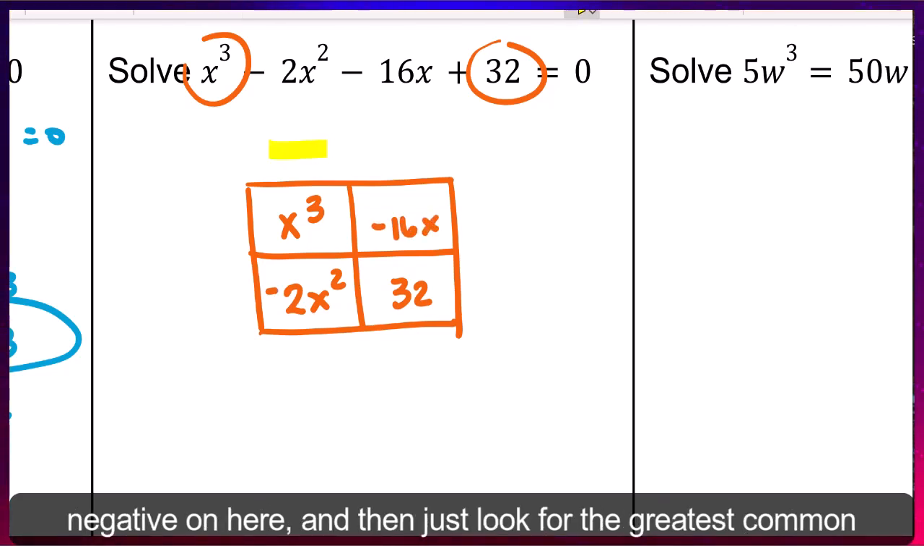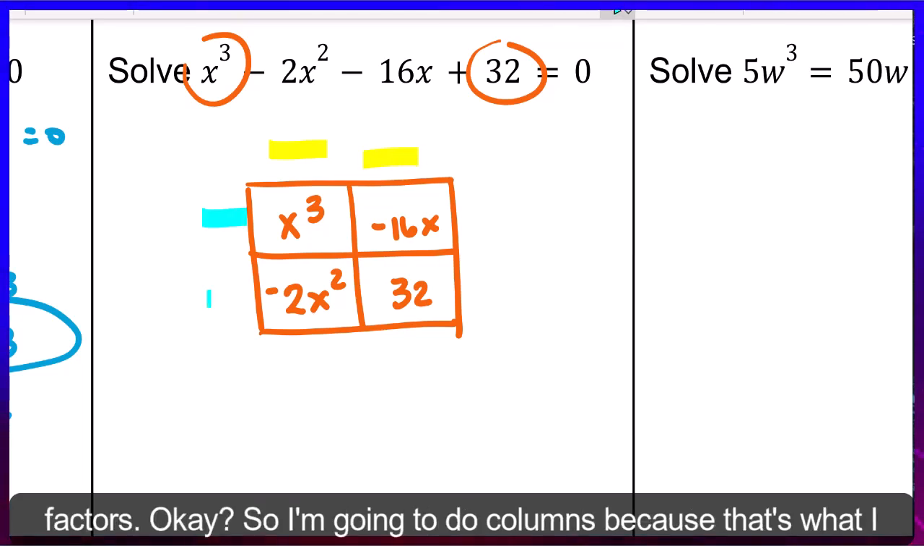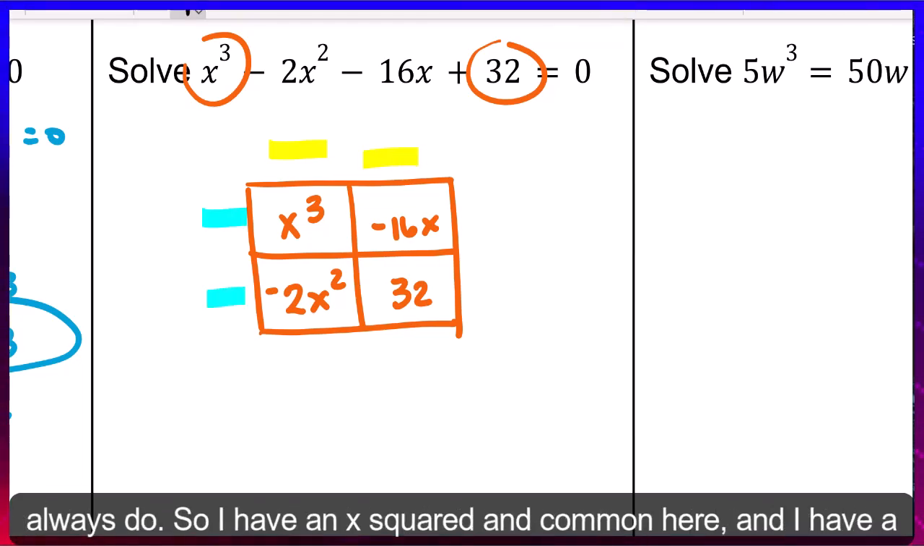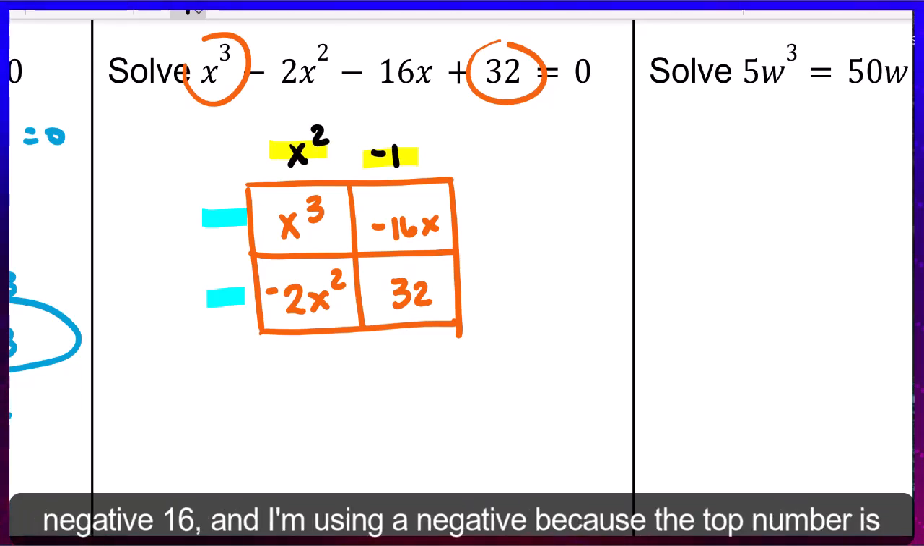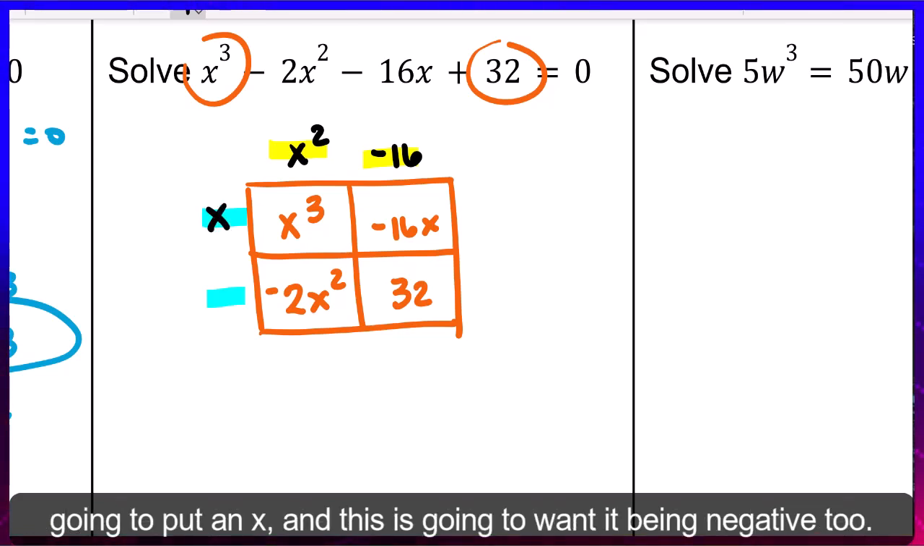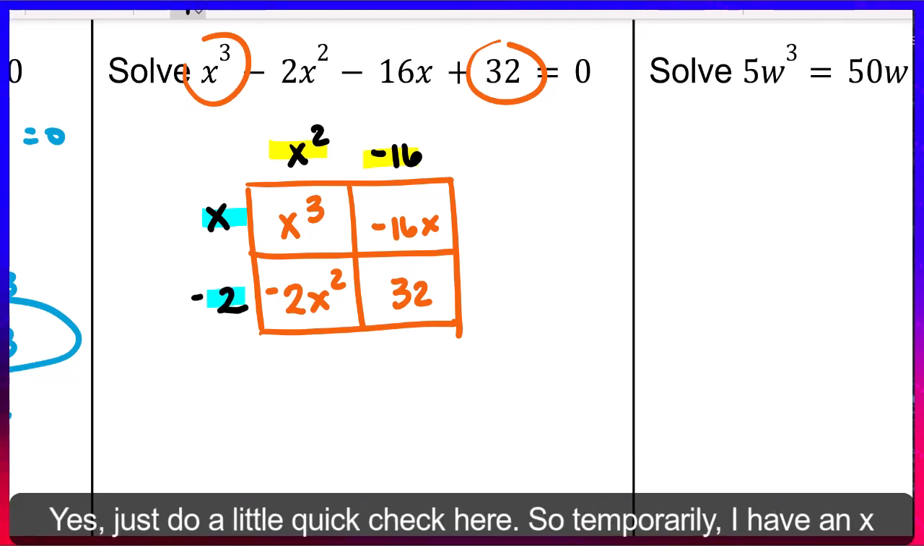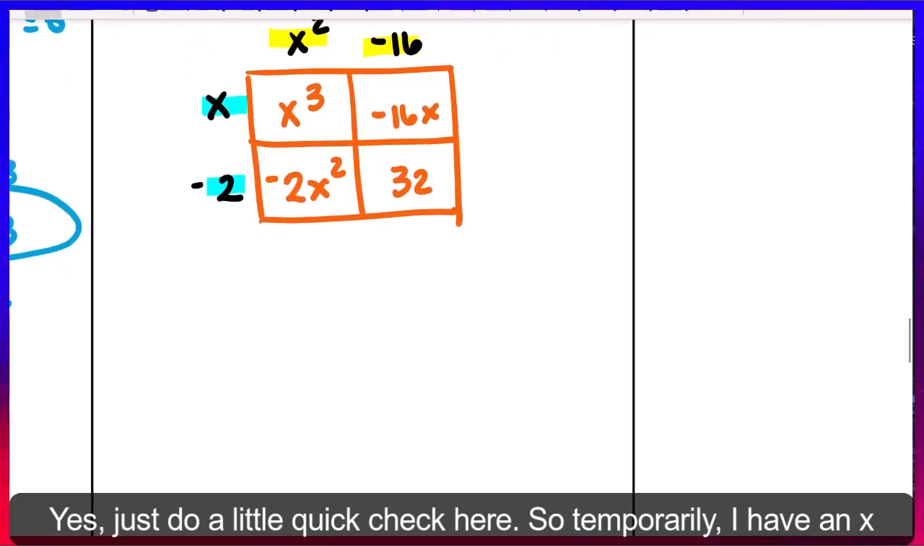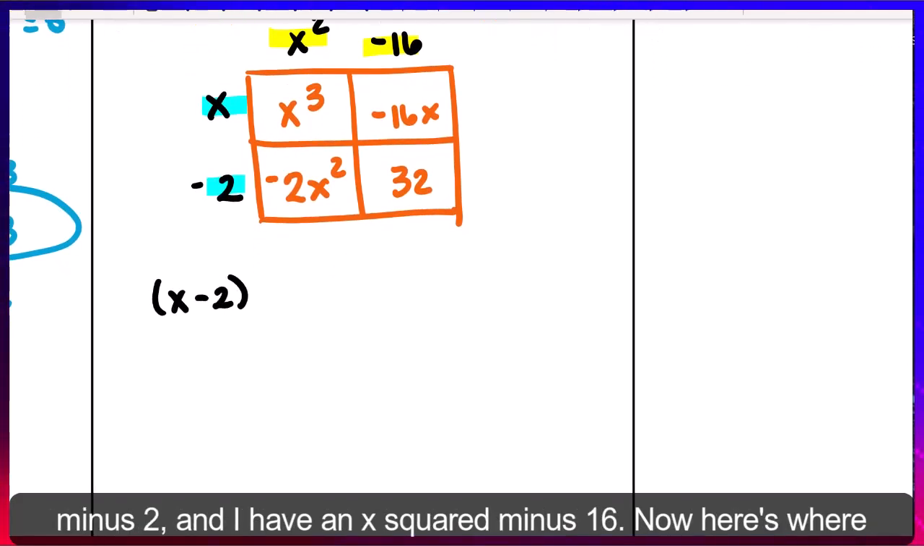And then just look for the greatest common factors, okay? So I'm going to do columns because that's what I always do. So I have an x squared in common here, and I have a -16. And I'm using a negative because the top number is negative. And then that means if I work backwards over here, I'm going to put an x, and this is going to wind up being -2. Yes, just do a little quick check here. So temporarily, I have an x minus 2, and I have an x squared minus 16.